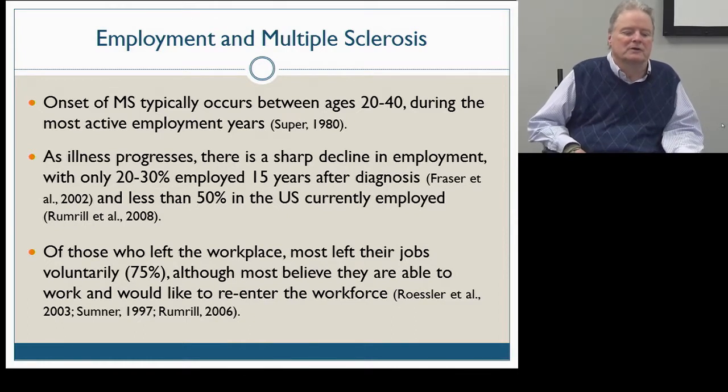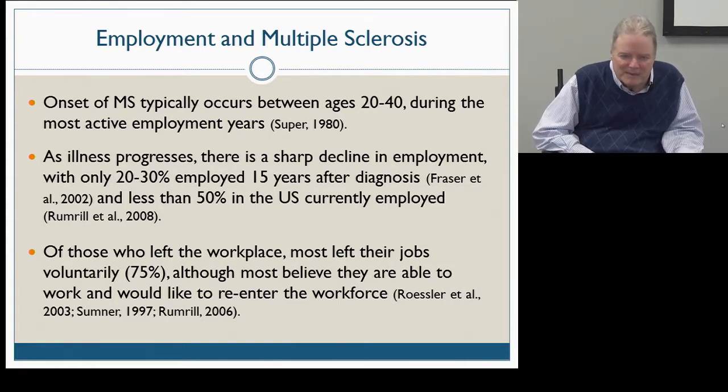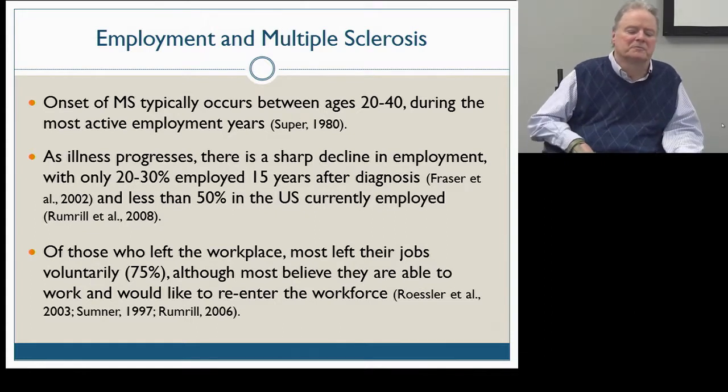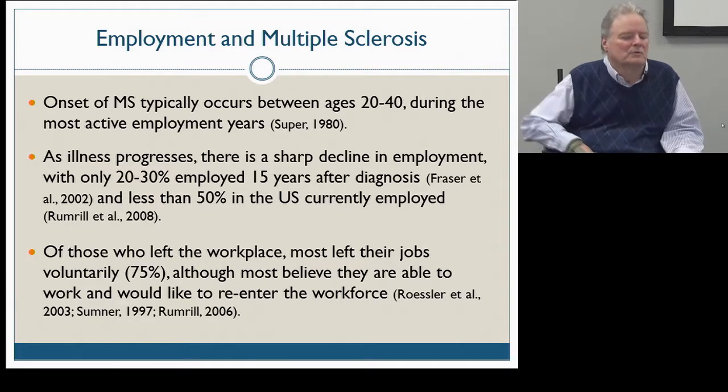So MS typically occurs between the ages of 20 and 40, and 20 and 40 are very active years for employment. So this is the time when most people are really developing their careers, very active in the labor force. And we are going to look at today a little bit the timing of the MS onset and some of the outcomes. So the existing research has shown that as the illness progresses, there's a sharp decline in employment with an estimated 20 to 30% of people employed 15 years after diagnosis.